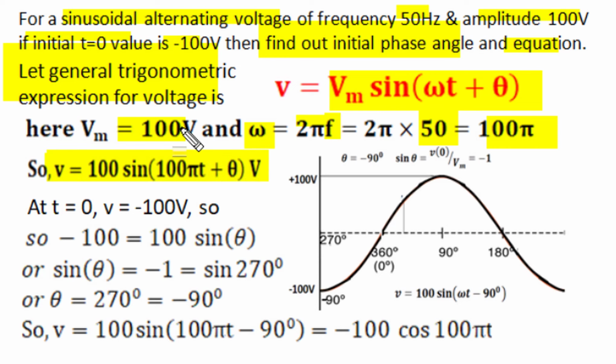phase angle argument, which can be obtained from its initial instantaneous magnitude, which is given as the negative peak, minus 100 volt. So at t equal to 0, the instantaneous value is minus 100 volt. So v is minus 100 volt, t is 0. So minus 100 is 100 sin theta, or sin theta is minus 1, and minus 1 corresponds to theta equal to 270 degree, and in the 0 to plus minus 180 degree range, 270 degree can be written as minus 90 degree, and the general trigonometric expression of this voltage signal will become v is equal to 100 sin 100 pi t minus 90, or we can also write this as a negative cosine wave, minus 100 cos 100 pi t.